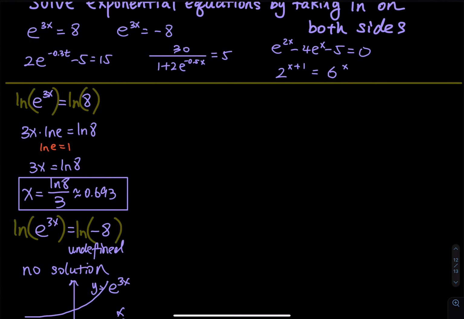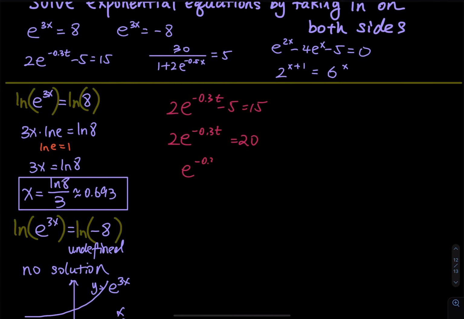Let's move on to the next one. We have 2e to the -0.3t minus 5 equals 15. Let's isolate the e on one side and then take the ln. First we add 5, so 2e to the -0.3t equals 15 plus 5, which is 20. Then you divide both sides by 2, so you have e to the -0.3t equals 10. 20 divided by 2 is 10.